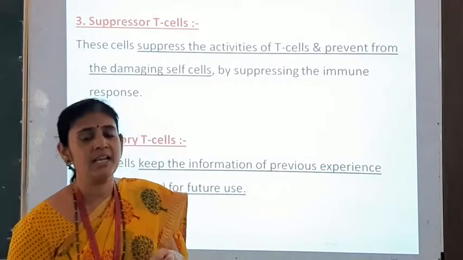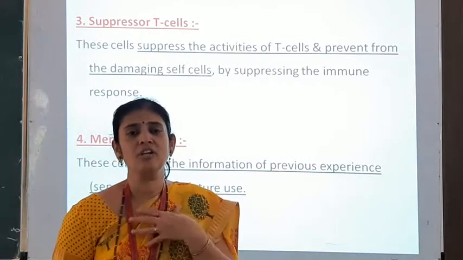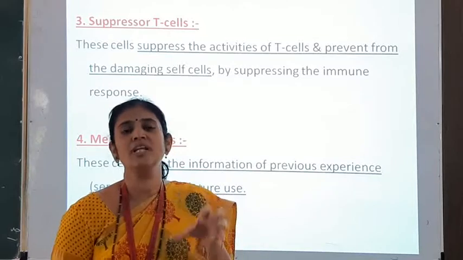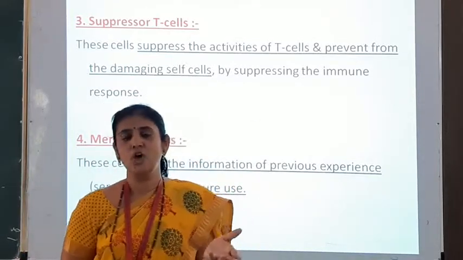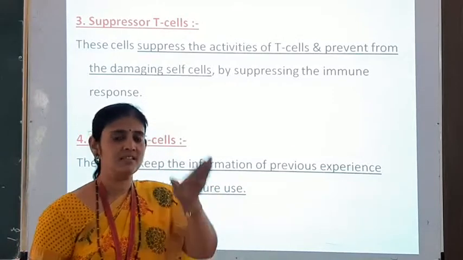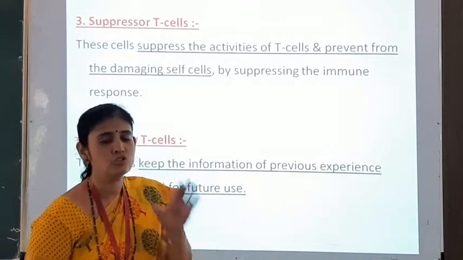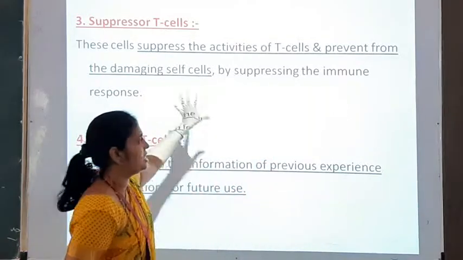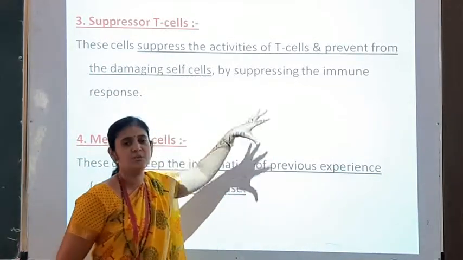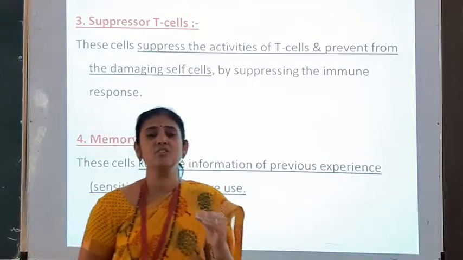Otherwise it would cause damage to our other cells. Our other body cells could be damaged by the action of T cells. So to stop this damage, to stop this action of the T lymphocyte, the suppressor T cells are responsible for suppressing the activities of T cells.